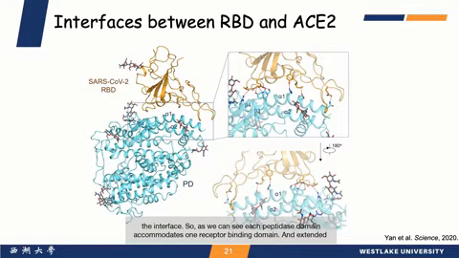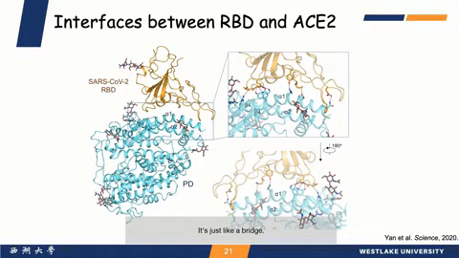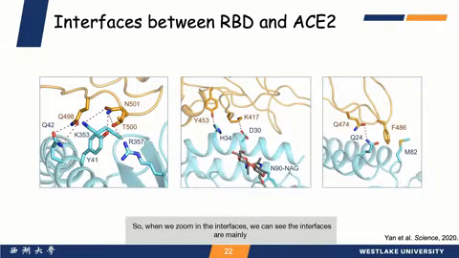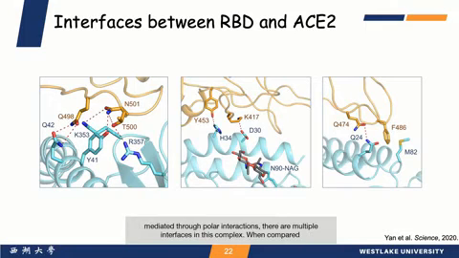So, as we can see, each peptidase domain accommodates one receptor binding domain. An extended loop region of the receptor binding domain spans the arch-shaped alpha-1 helix of the peptidase domain of ACE2. It's just like a bridge. So when we look into the interfaces, we can see the interfaces are mainly mediated through polar interactions. There are multiple interfaces in this complex.